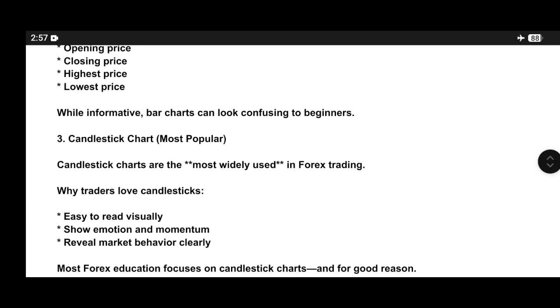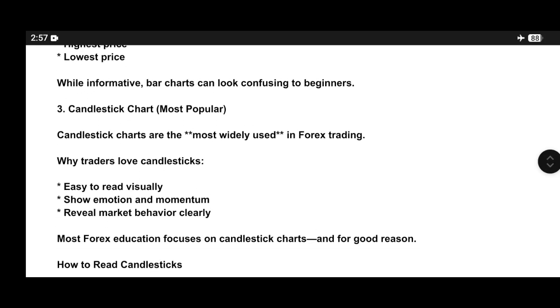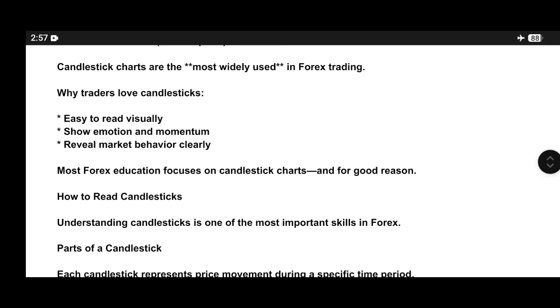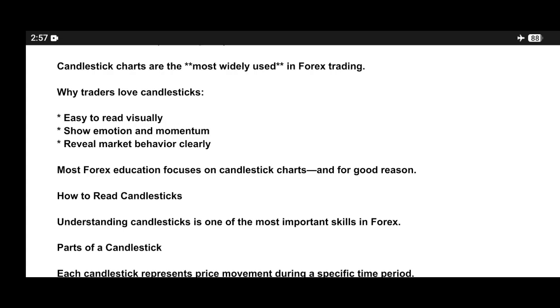Then number 3 is the candlestick chart, which is the most popular one. Candlestick charts are the most popular and widely used chart in forex trading. Why traders love candlesticks is because, one, it is easy to read visually. It shows emotion and momentum, and it reveals market behavior clearly. So most forex education focuses on candlestick charts for a good reason. So we'll be focusing on candlestick charts.